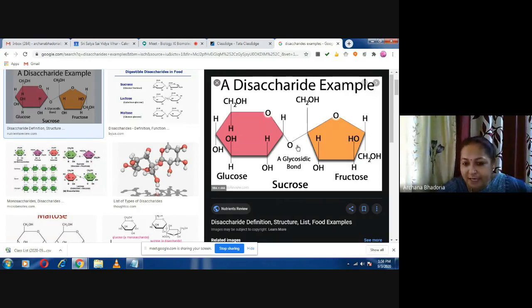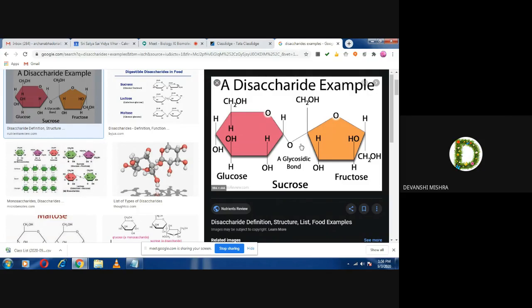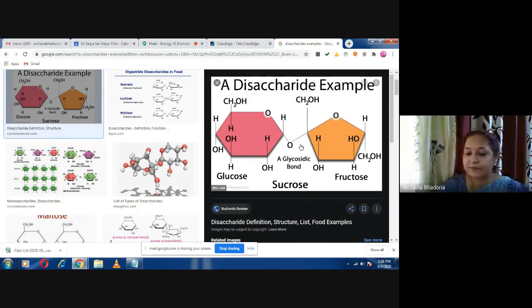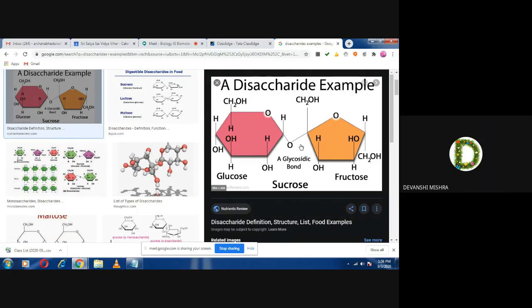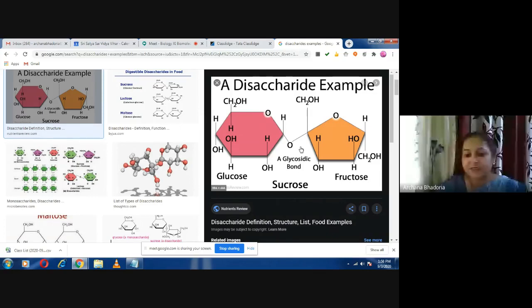So did you understand what are disaccharides? Devanshi, will you repeat, what are disaccharides? They are formed by joining two monosaccharides, which may be the similar ones or the different ones. Here we find they are different.